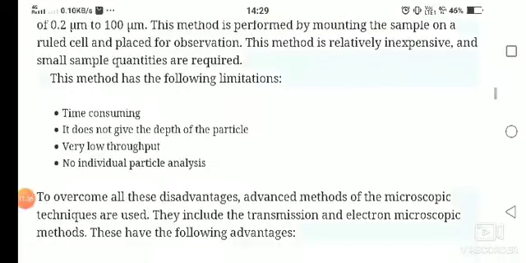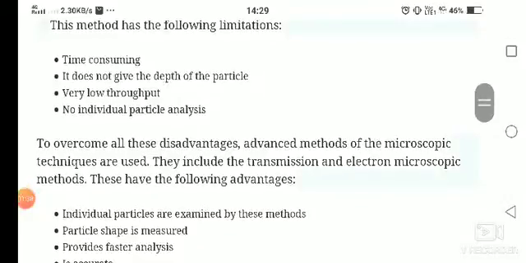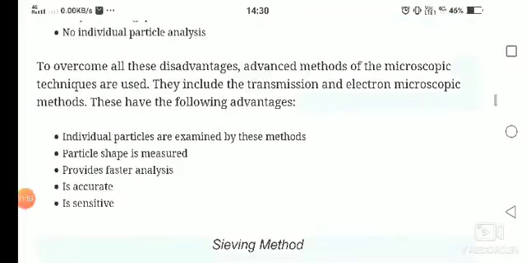no individual particle analysis. To overcome all these disadvantages, advanced methods of the microscopic techniques are used. These include the transmission and electron microscopic methods. They have the following advantages. The individual particles are examined by these methods. Particle shape is measured, they provide faster analysis, and are accurate and sensitive.